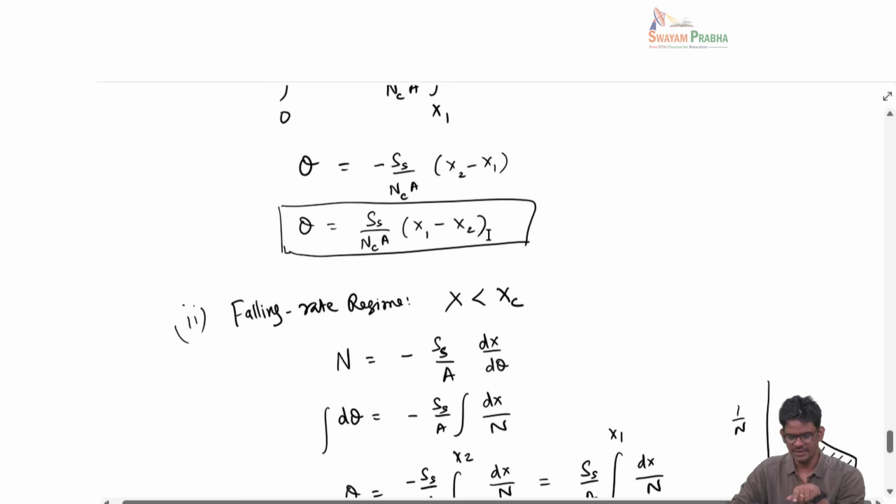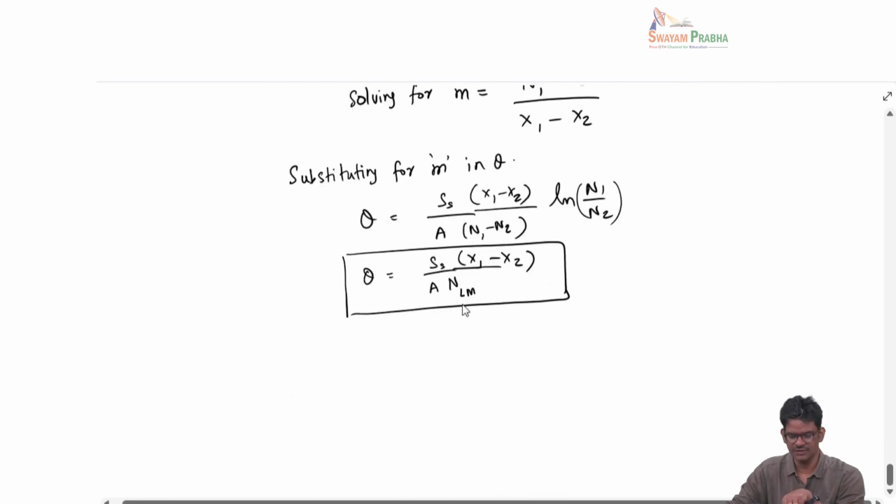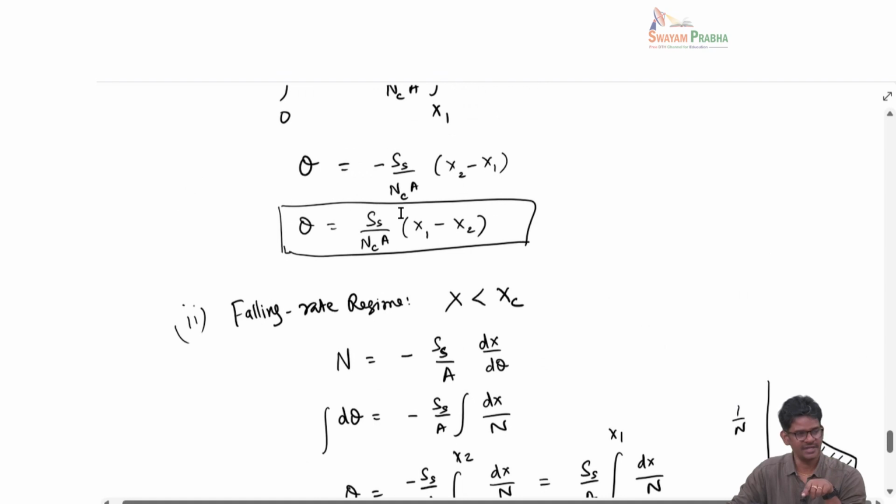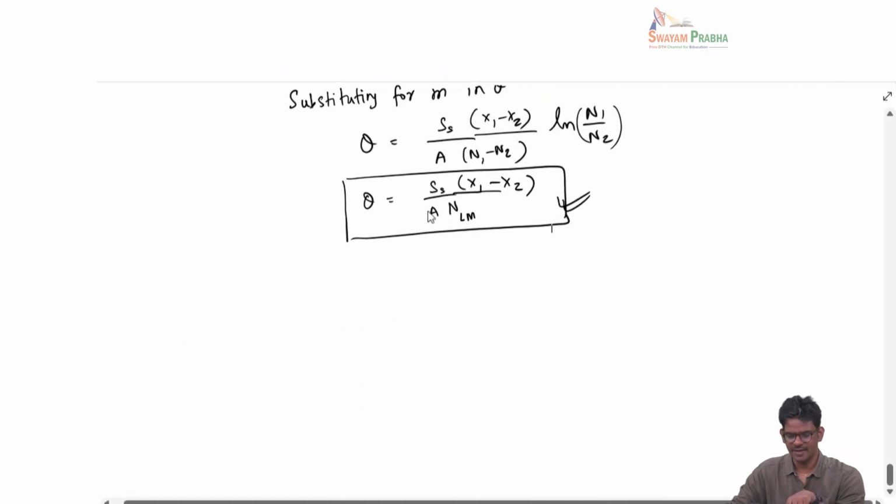And you can see, if you compare this equation with the one we have written for the constant drying rate, theta equal to Ss by A times x1 minus x2 by nc, all you need to do is replace this nc with the logarithmic mean difference of n1 and n2. So writing this equation is somewhat convenient, because the forms are otherwise very different. We are replacing the constant rate with the logarithmic mean difference of the drying rate. That's the advantage of this particular form.